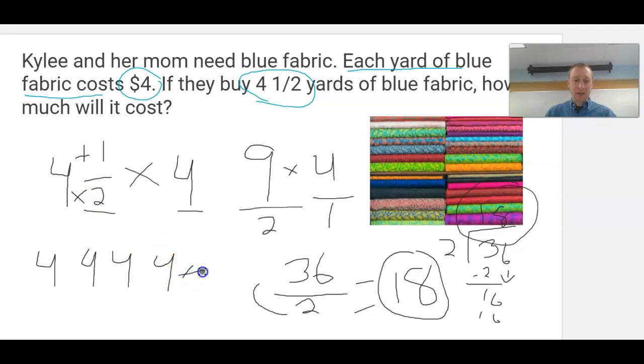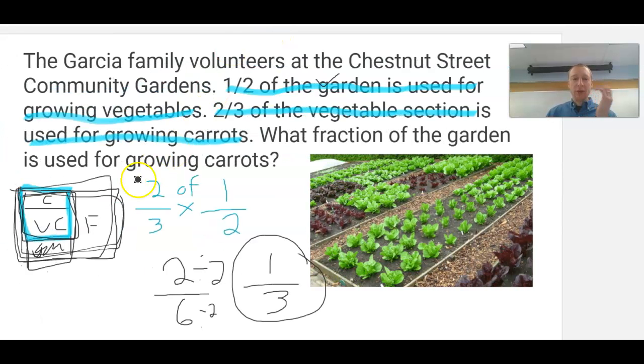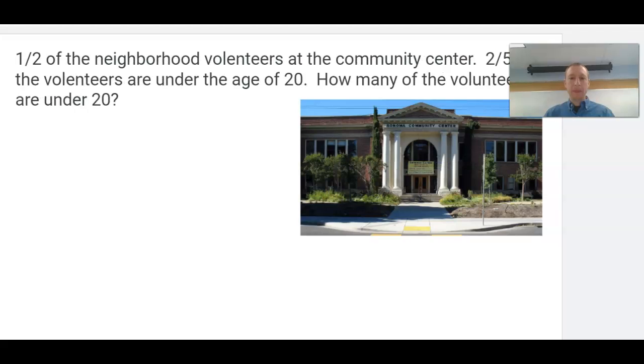Let's see if it worked out this other way, right? When I said $4 for 1, $4 for 2, $4 for 3. That's 4, 8, 12, 16, 17, 18. It equals 18. Okay? So in the first situation, we were taking a piece of a piece. In the second situation, we were taking that $4 and multiplying it 4.5 times. So 2 different questions, but both multiplication.